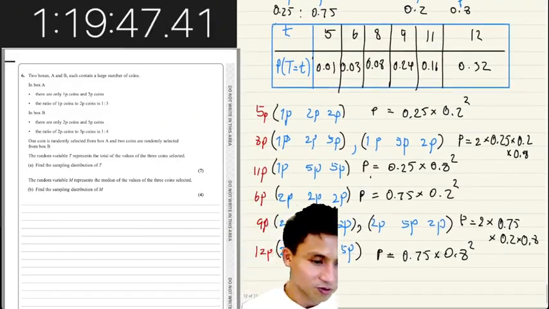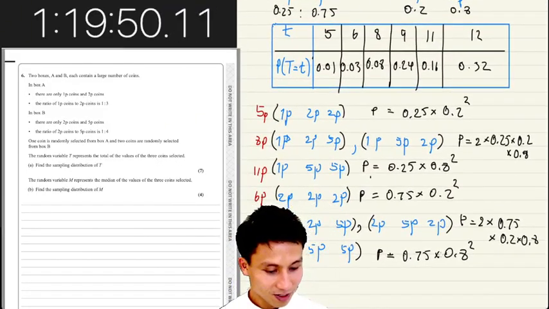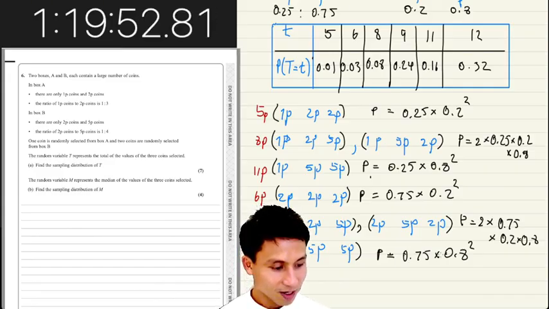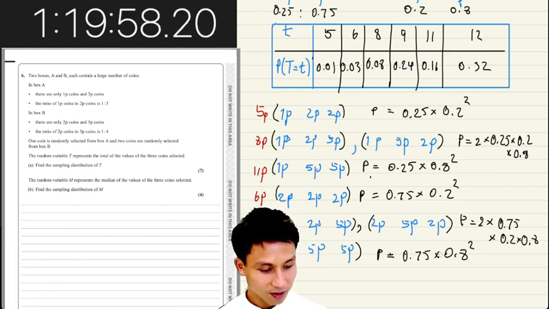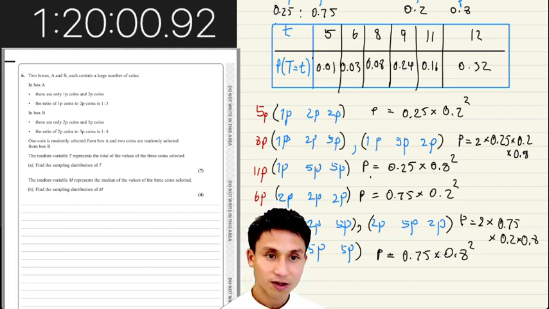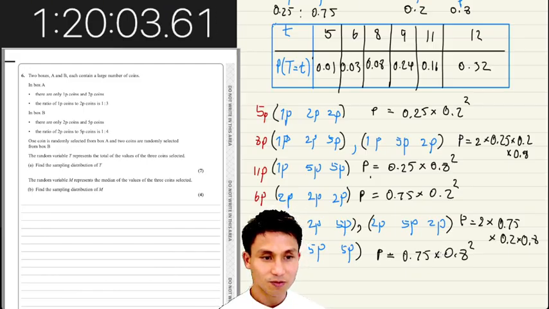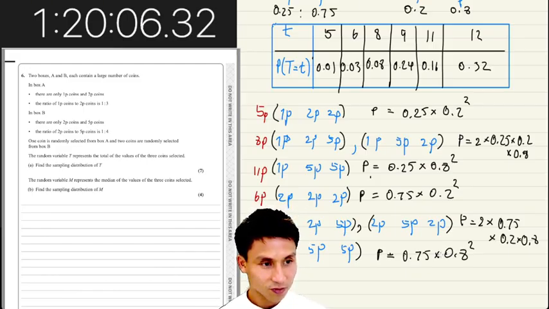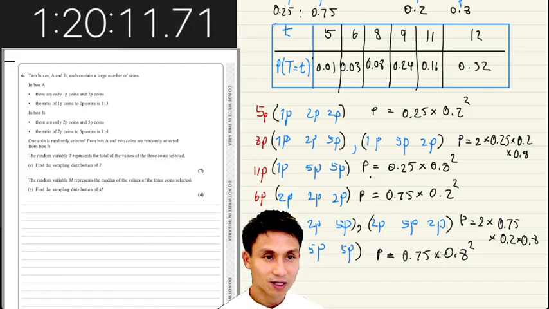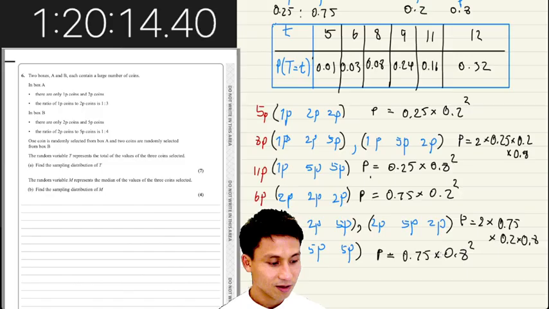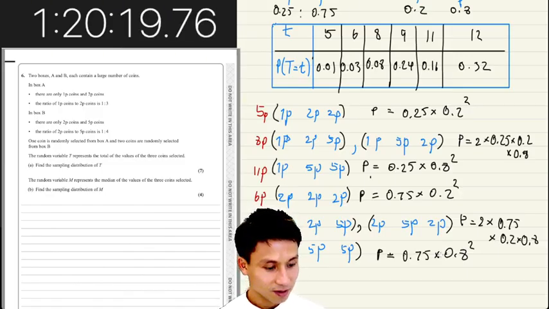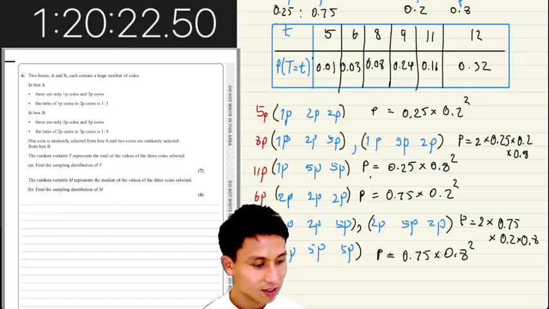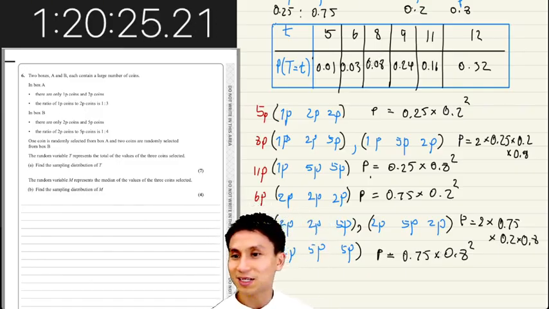Yeah, there must be something wrong with my calculation here. Let me check that. I must have put something wrong. Okay, that's the 5 pence done. The 6 pence, 0.75 times 0.2 squared. That's not wrong. The 8 pence, 2 times 0.25 times 0.2 times 0.8, 0.08. That's still okay. The 9 pence, 2 times 0.75 times 0.2 times 0.8, 0.24. Are we missing something here?